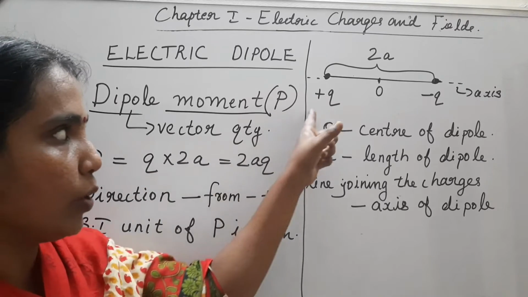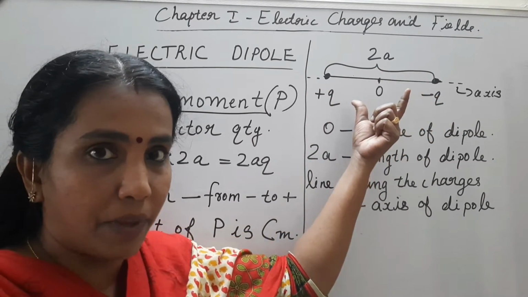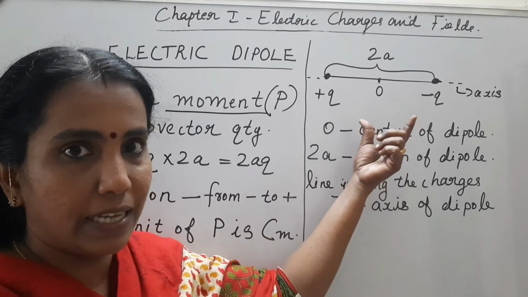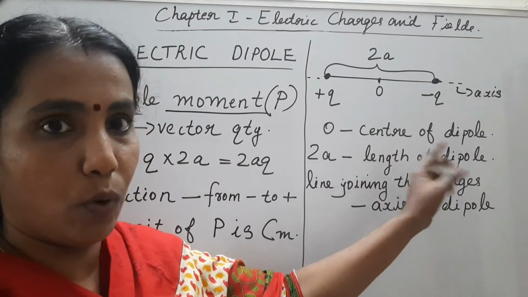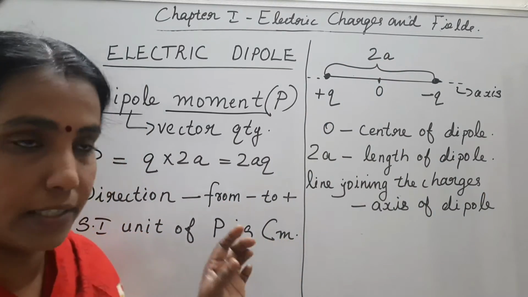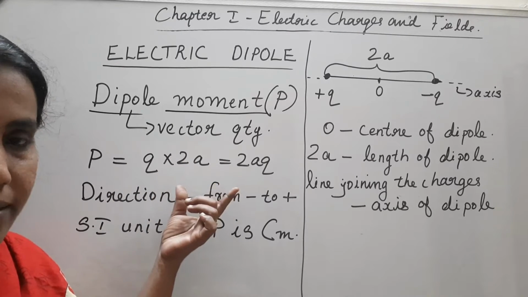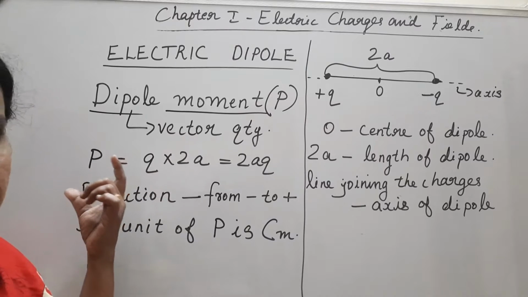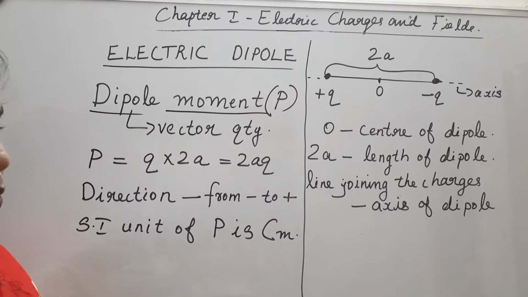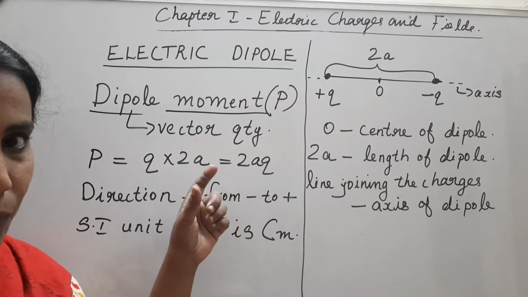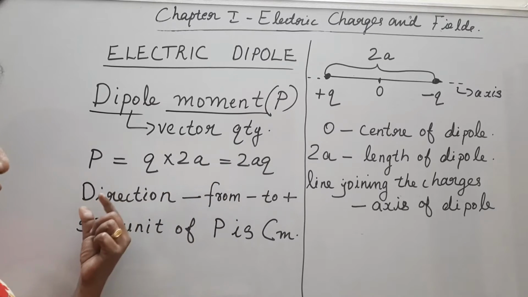What is q? q is the charge. Both the charges are the same but opposite in sign. So that charge into 2a. What is 2a? Length of the dipole, or the separation between the two charges. So the magnitude of dipole moment is the product of the charge and the separation between the two charges. Dipole moment is equal to 2aq. Remember, 2a is the length of the dipole, a as such is half the length of the dipole, and q is one of the charges.